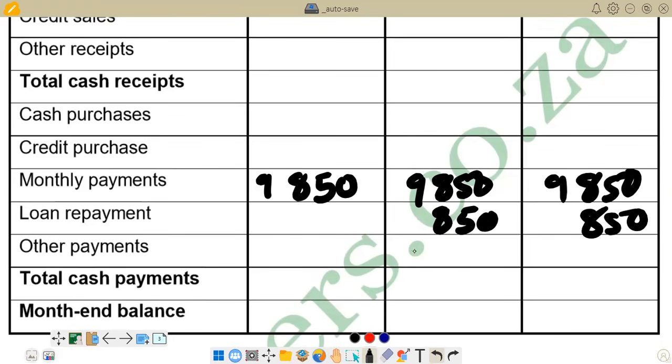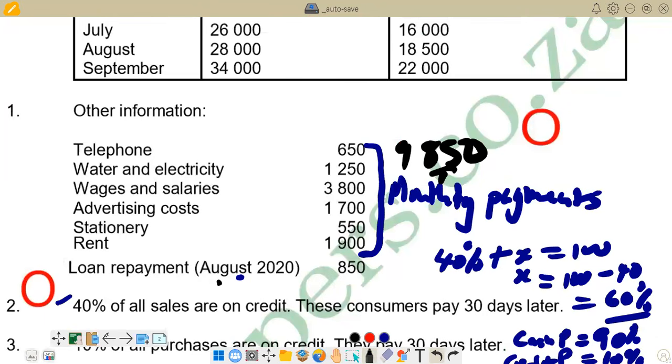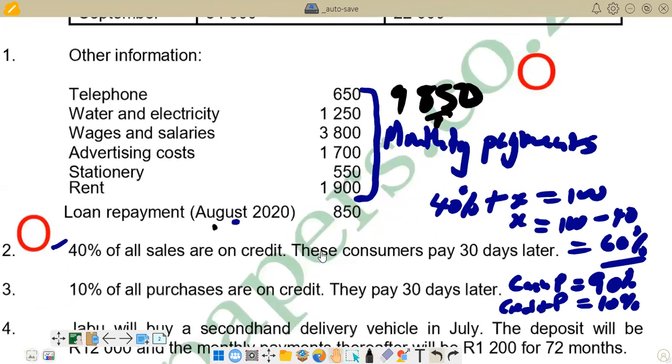Right. We go to this question again to try to see the next instruction. Right, beneath that now, that's where we have the instruction saying 40% of sales are on credit. And remember, we calculated the proportion of cash sales is 60%, then credit is 40%. So we are going to start with cash sales.